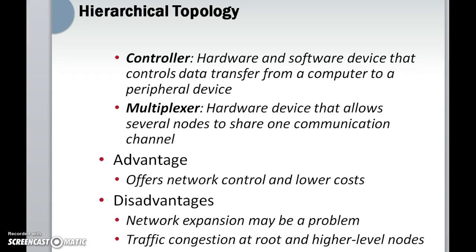There are some advantages and disadvantages to this topology. One of the advantages is that it offers network control and lower cost. One of the disadvantages is that network expansion may pose a problem, and there could be traffic congestion both at the root and at the higher level nodes as well.